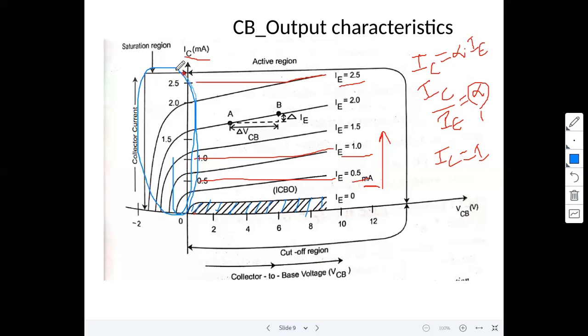Observe here, left side. That means when VCB, the collector to base voltage, is less than 0, then both junctions are in forward bias. In this region, the collector base junction is in forward bias, so the transistor enters into the saturation region, right?